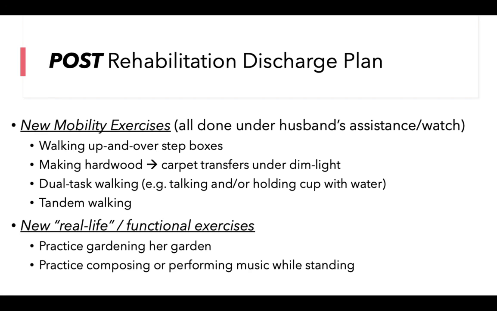And then she can also do some tandem walking to just increase the overall intensity and work on postural stability while walking. But lastly, she should really just start doing some more real life or functional exercises so we can have her get back to living her normal life and performing those ADLs. So she can practice gardening her garden. And then basically, I want her husband to slowly release the amount of assistance that he has to give her so she can start doing that on her own. And she can practice composing or performing her music while standing. And if you want to make it even more difficult, she can try and compose or play one of her instruments while walking. But other than that, that is it.